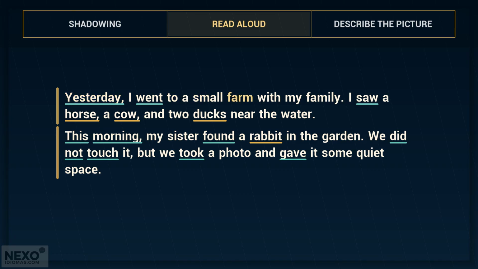Yesterday, I went to a small farm with my family. I saw a horse, a cow, and 2 ducks near the water. This morning, my sister found a rabbit in the garden. We did not touch it, but we took a photo and gave it some quiet space.